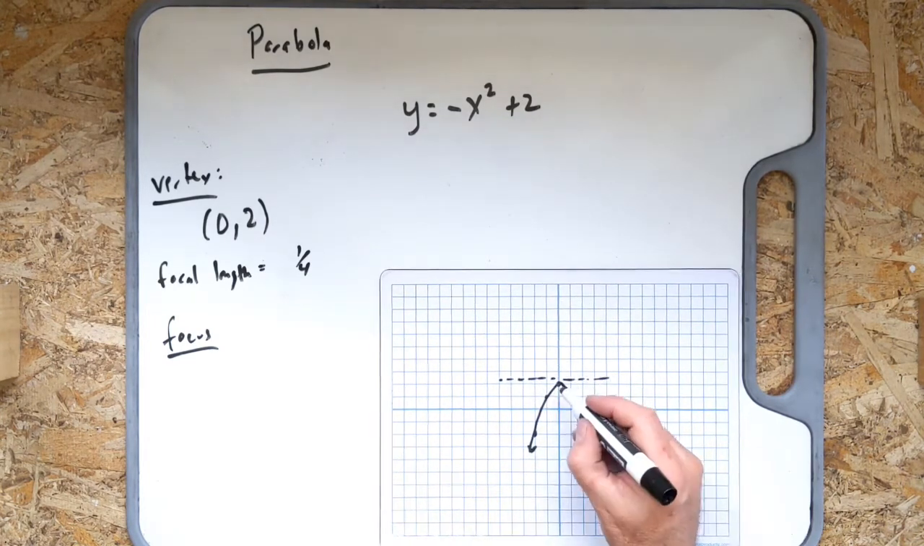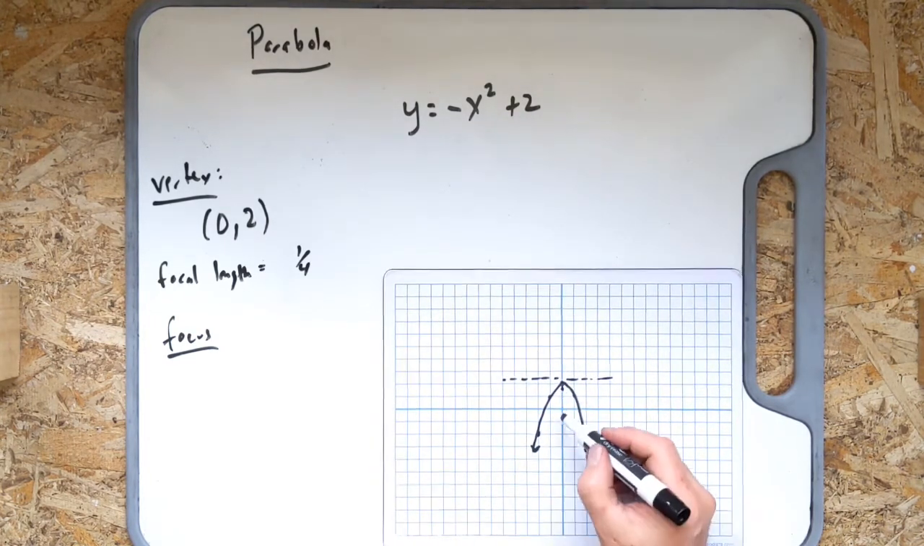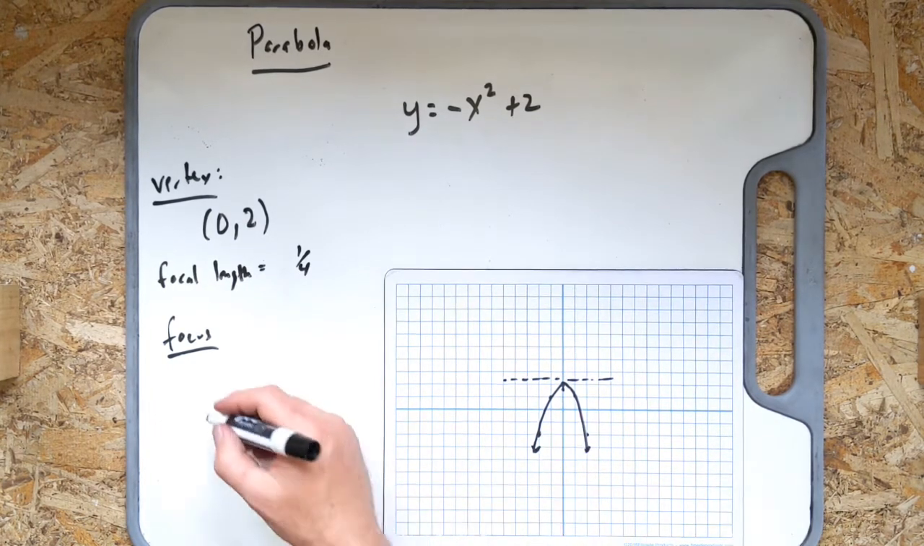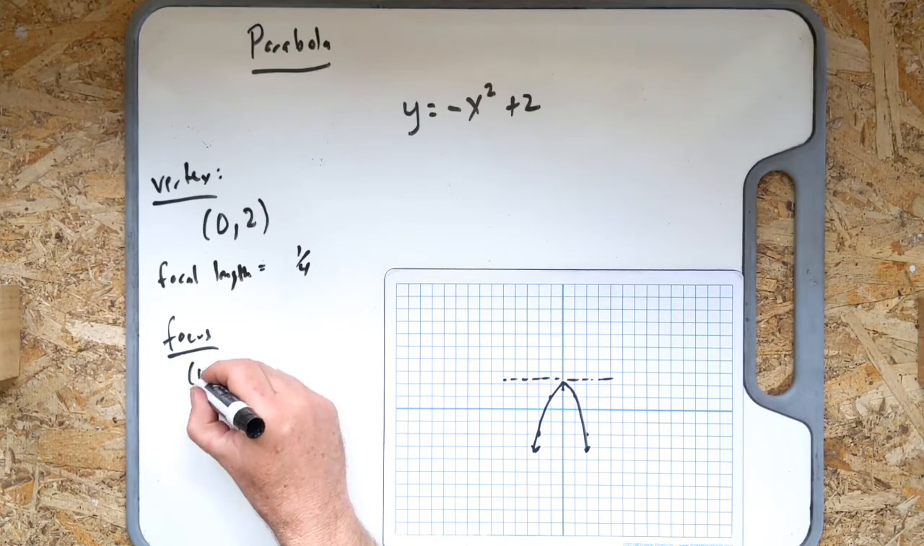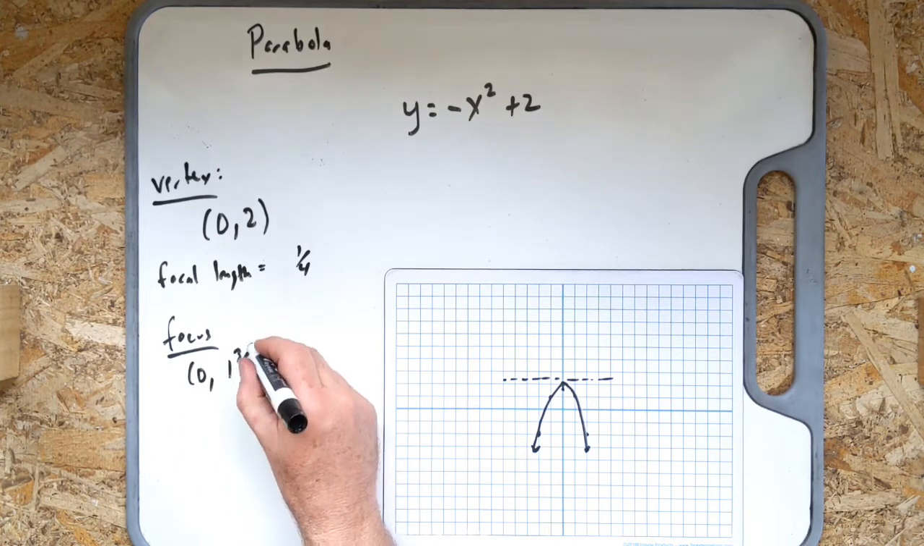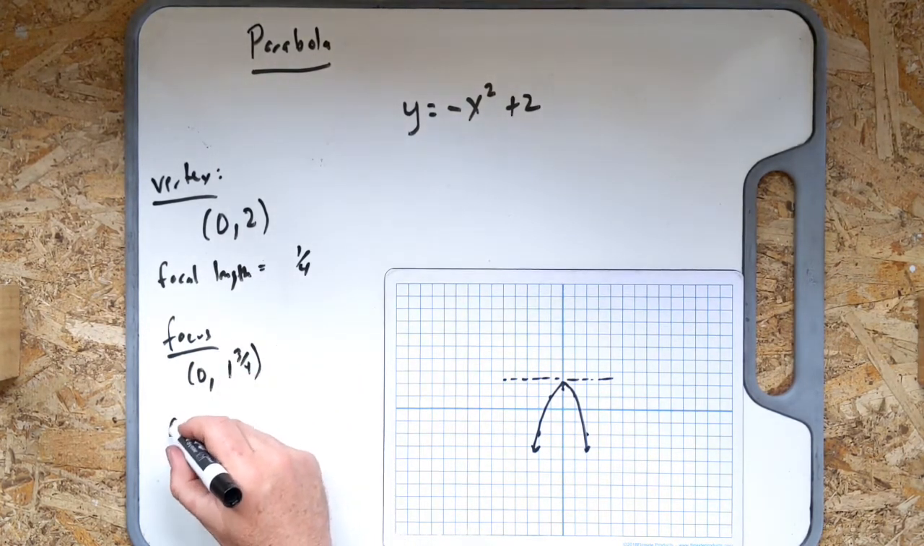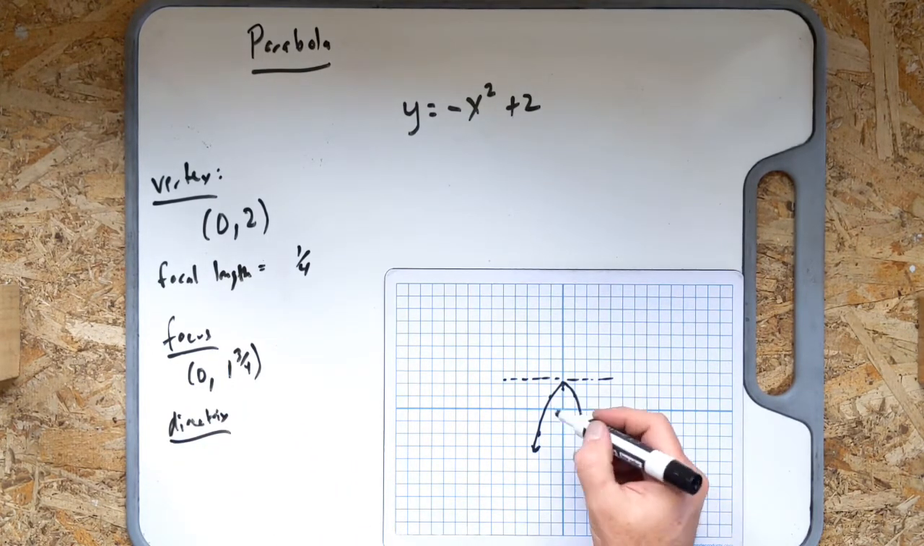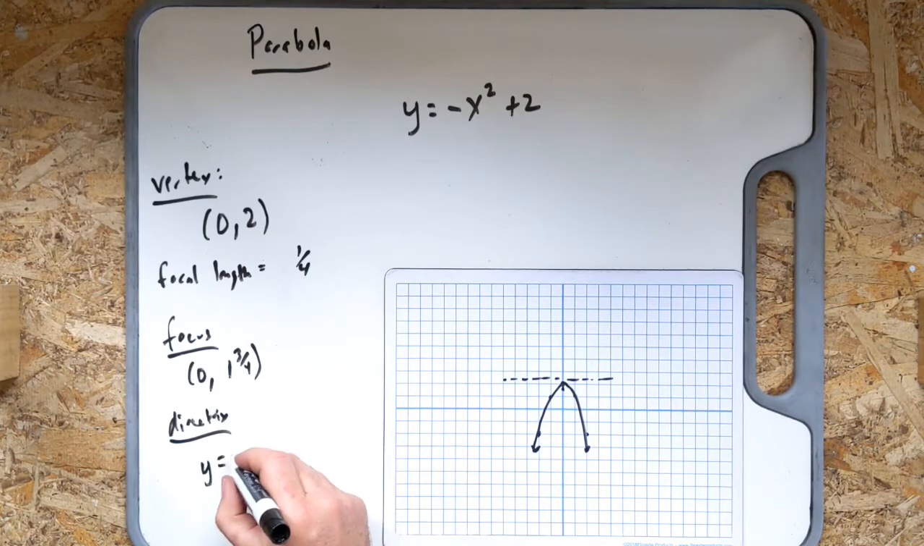Use some simple arithmetic. So in this case, the focus is 2 less 1/4, or 1 3/4, and it's on the y-axis, so it's (0, 1 3/4). And then the directrix is 2 1/4, and that's y equals 2 1/4. There we go.